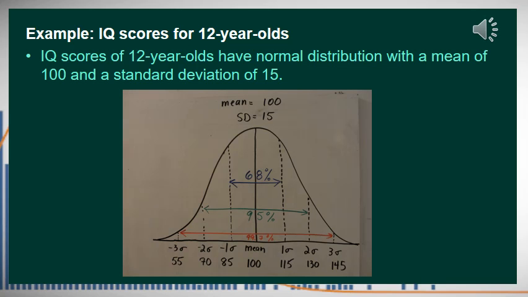This is a precise example to illustrate the empirical rule: the IQ scores of 12-year-olds. It has an average, a mean, of 100 and a standard deviation of 15. So 15 is the average distance from the mean. The average kid is 15 points away from the mean. So I will put my numbers below my bell curve. Look at the black numbers below the bell curve.